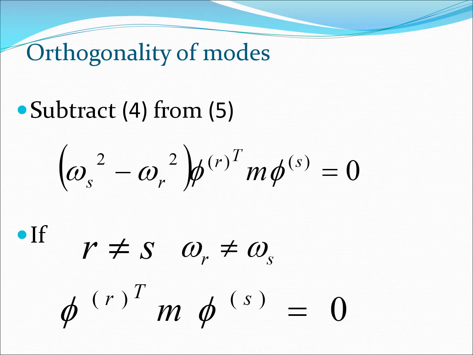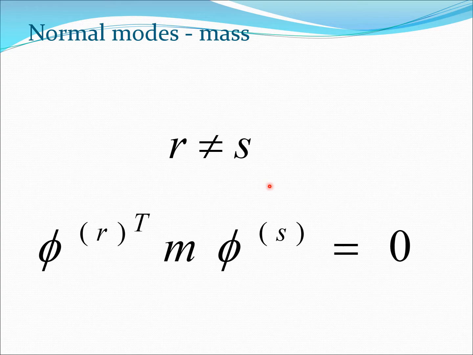This is a very important piece of information, and it's so important that I have put this in a complete slide here. And it's basically telling you that whenever you have two modes which are not the same, that means they are different modes, for example, it could be mode 1 and mode 2 or mode 3 and mode 7, like that, then phi R transpose M phi S equals 0. And this is essentially saying that these modes are normal with respect to mass.